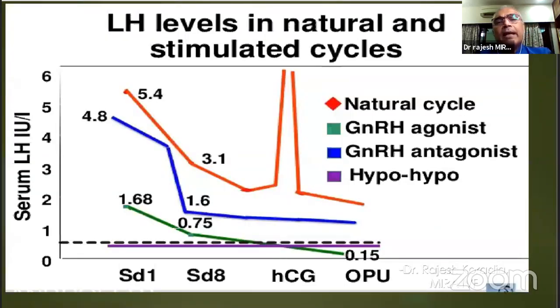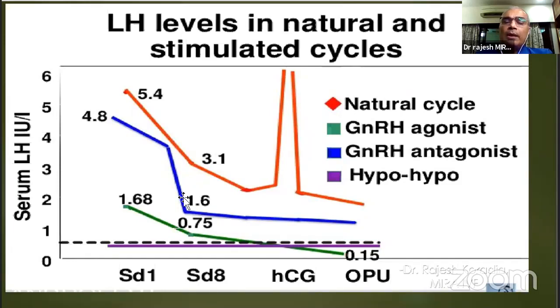So now, what are the LH levels if you compare the natural cycle with the stimulated cycle? In the antagonist cycle, this is the antagonist cycle, blue, and this is the natural cycle. In the antagonist cycle, the LH level is the same as the natural cycle in the early follicular phase. But after starting the antagonist, here at stimulation day 5 or 6 or 7, the LH level sharply falls. But still, it remains higher than in the long agonist protocol.